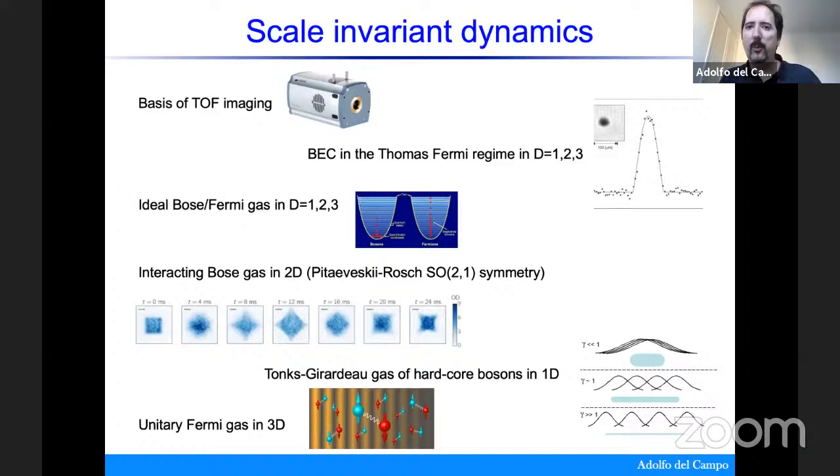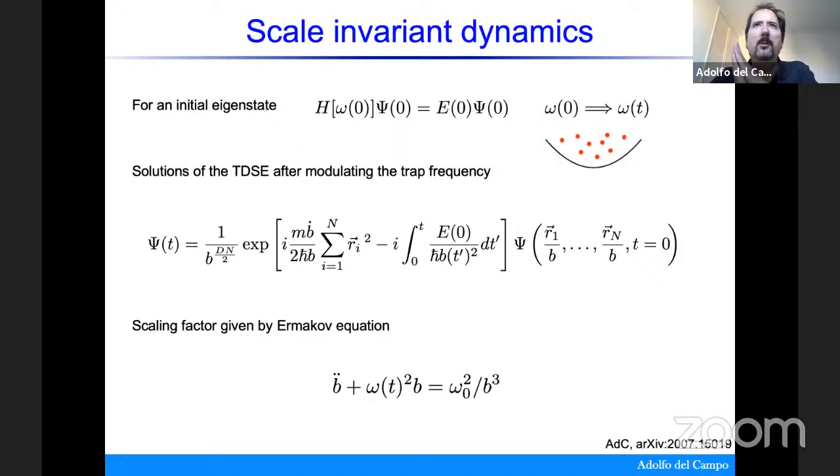Now, how do we describe scale invariance mathematically? Well, we assume that we have a system which is isolated, so it's described by a Hamiltonian, and there is some trap in the system. So we typically think of a quantum fluid, so many particles in a harmonic trap of some frequency omega. And let's just label by psi zero a given energy eigenstate at time zero with some energy eigenvalue. And what we are going to be concerned with is modulations of the trapping frequency, modulations of the confinement.